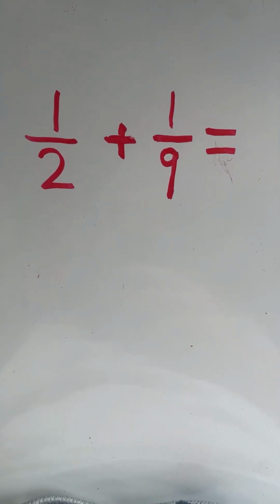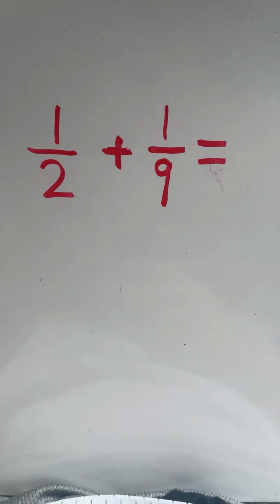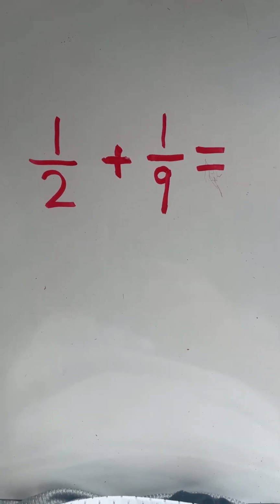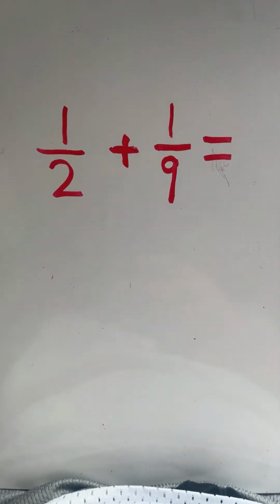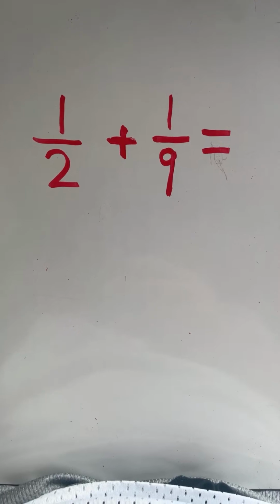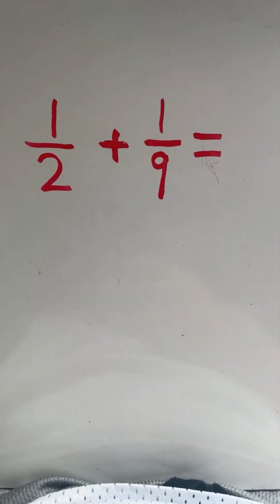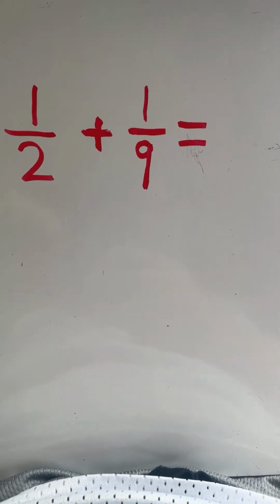So this live stream is going to focus on adding fractions with unlike denominators using the butterfly method. Our first example problem is 1/2 plus 1/9. I'm going to go through step by step how to solve that problem.